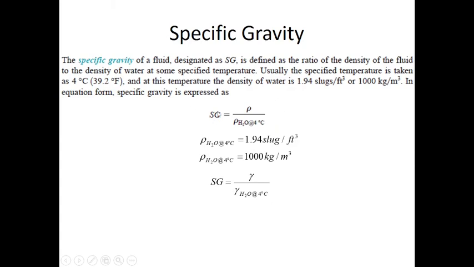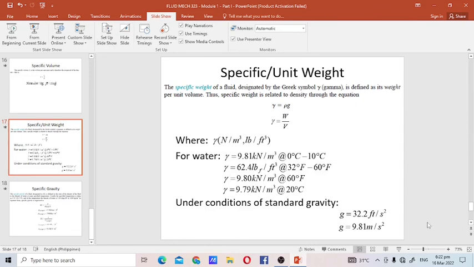Or the specific gravity can also be expressed in terms of the specific weight or unit weight. That is specific weight of a substance over the specific weight of water at 4 degrees Celsius. And the specific weight of water at 4 degrees Celsius is 62.4 pound force per cubic foot, 9.81 kilonewton per cubic meter, and that's it.